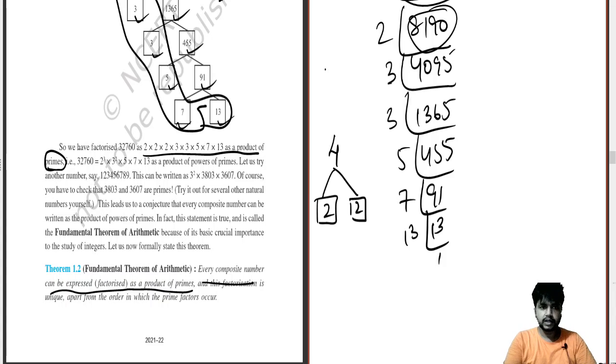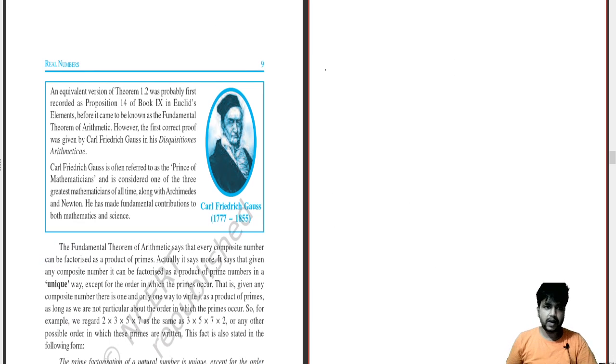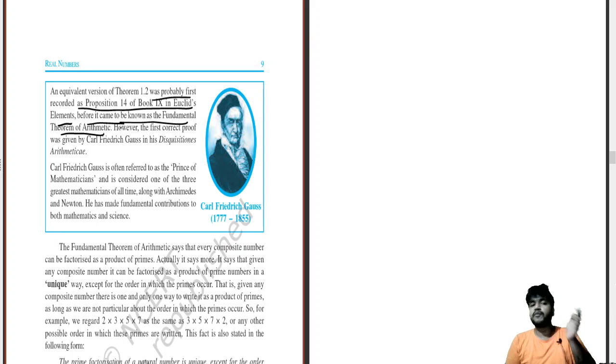Moving on further, if you look over here, an equivalent version of theorem 1.2 was probably first recorded as proposition 14 in book 9 of Euclid's Elements, before it came to be known as the fundamental theorem of arithmetic. Means this concept was also written in the book of Euclid. Okay, but it was not mentioned as such at that time, and afterwards it became the fundamental theorem of arithmetic.